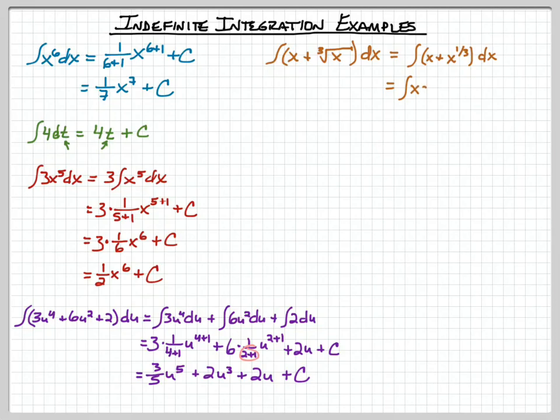Split this into 2, so the indefinite integral of x with respect to x plus the indefinite integral of x to the 1/3 with respect to x. So now we just take it piece by piece. So we have 1 over 1 plus 1 times x to the power of 1 plus 1 plus 1 over 1/3 plus 1 times x to the power of 1/3 plus 1 plus c.